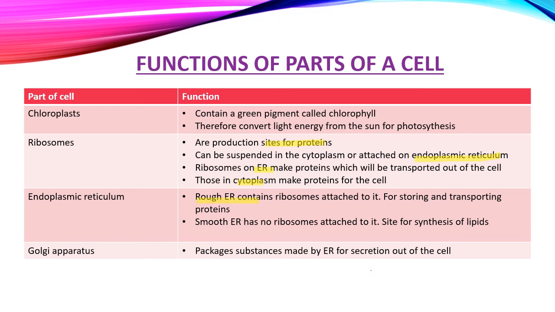The endoplasmic reticulum. Rough endoplasmic reticulum has ribosomes attached to it, and its function is to store and transport proteins. The smooth endoplasmic reticulum has no ribosomes attached to it, and these are sites for the synthesis of lipids. You can go back to that diagram and check the structure of these parts of the cell. The Golgi apparatus packages substances made by the endoplasmic reticulum for secretion out of the cell.